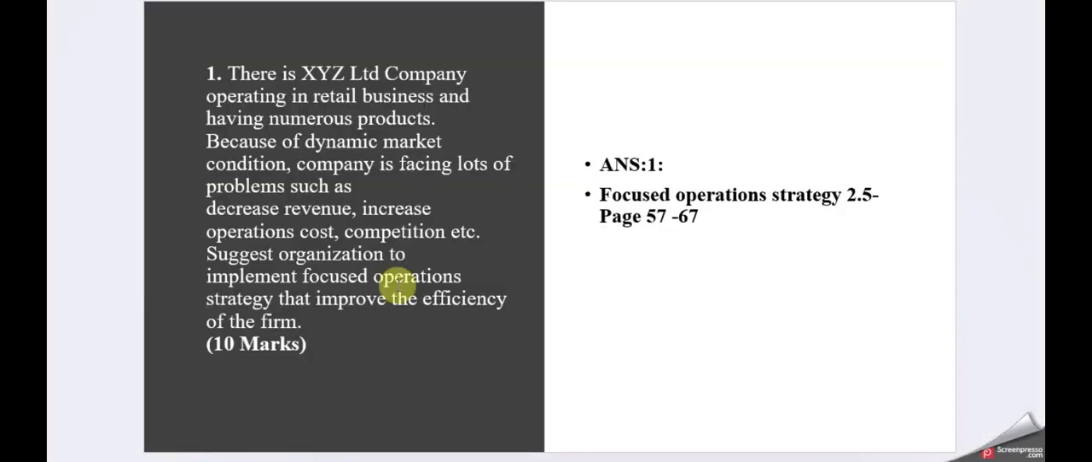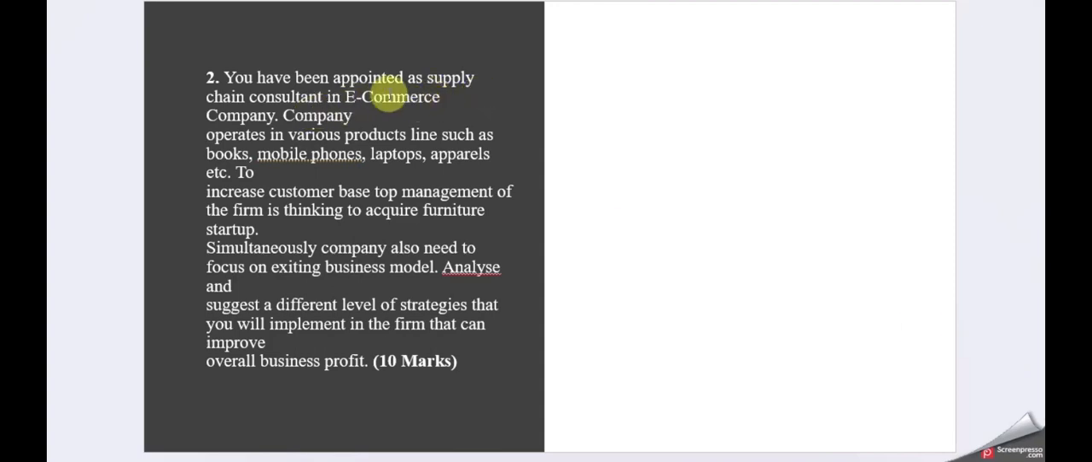Let's go ahead to the question 2. You have been appointed as a supply chain consultant in e-commerce company. Company operates in various product lines such as books, mobile phones, laptops, apparels, etc. To increase customer base, top management of the firm is thinking to acquire furniture startup. Simultaneously, company has also need to focus on existing business model. Analyze and suggest a different level of strategies that you will implement in the firm that can improve overall business profit.